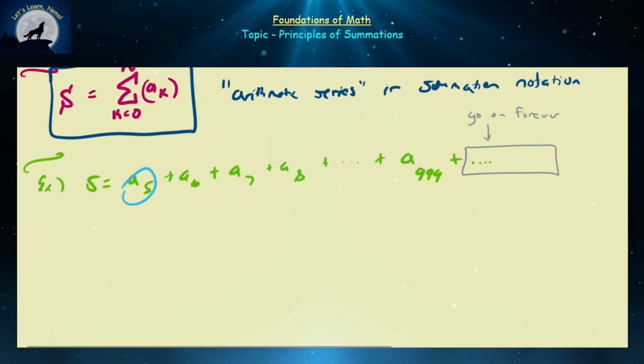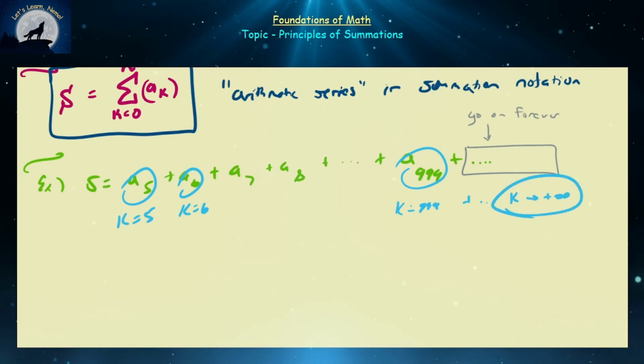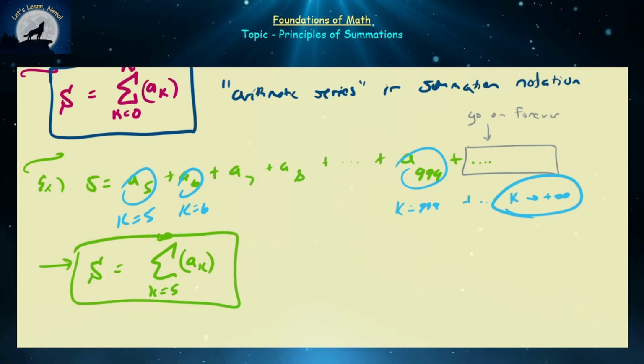So if this is the case, obviously k is going to range to 5, to 6, eventually k is going to hit 999, and k is going to go to what we call positive infinity. It's just going to go on forever. So if this is the arithmetic series that we're dealing with, then we can write this in summation notation as the sum from k is equal to 5 to infinity of ak. So that's just a quick outline of the notation.